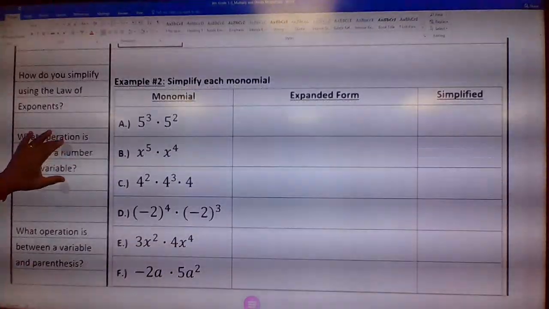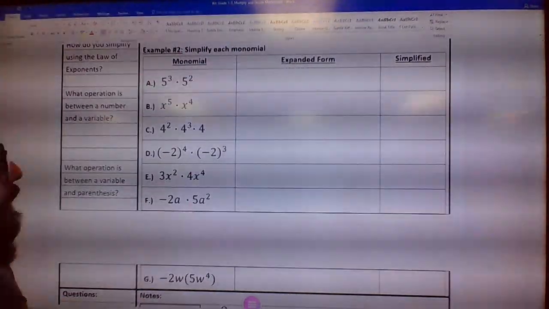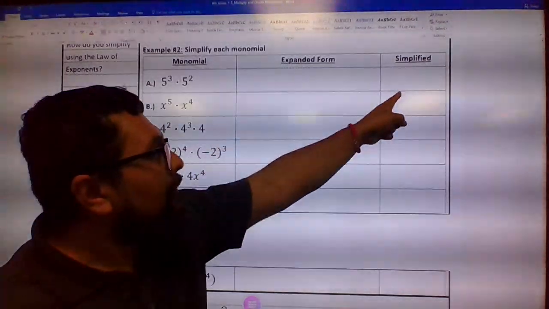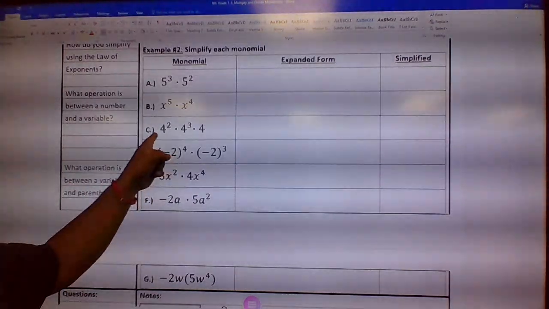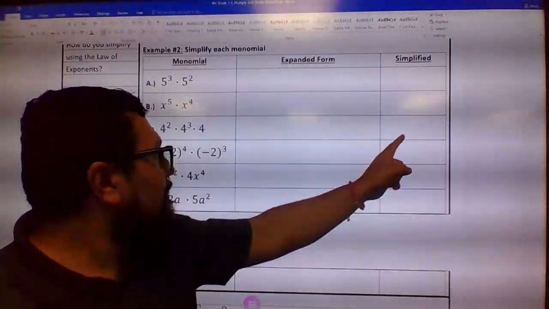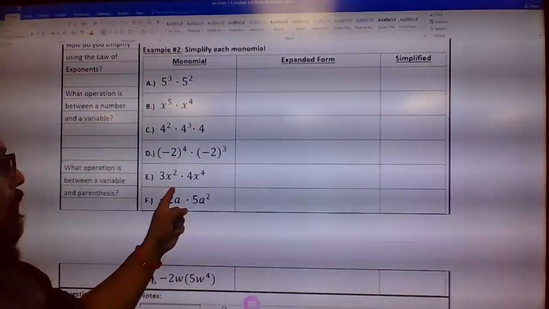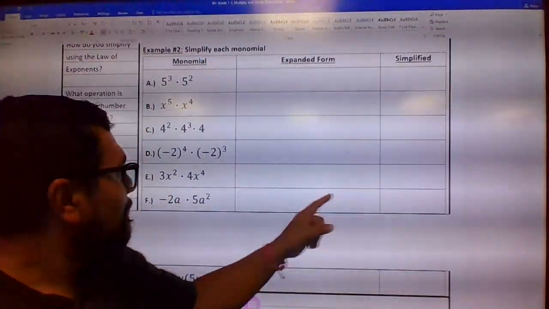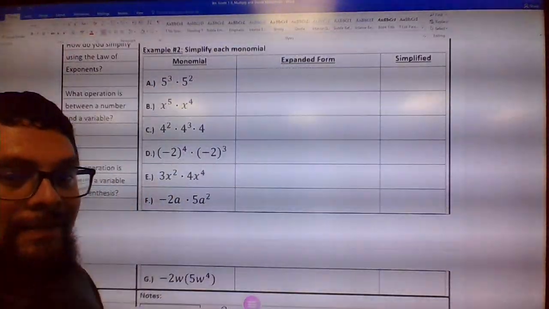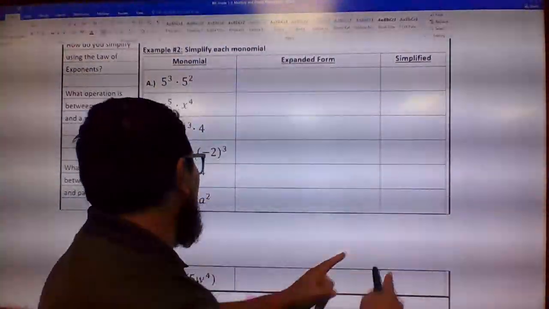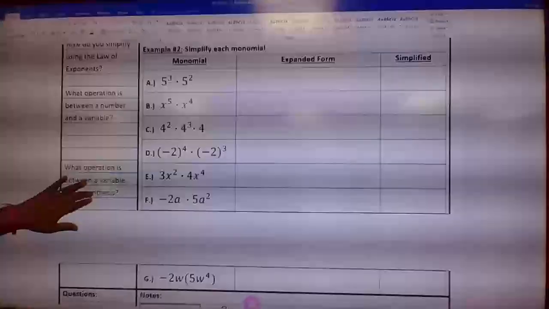We also did this whole table. We found out this was 5 to the 5th. This was x to the 9th. This was 4 to the 6th. This was negative 2 to the 7th. This was x to the 6th, but then you just multiply these, so it was 12x to the 6th. This one was negative 10a to the 3rd. We did these. These were easier.